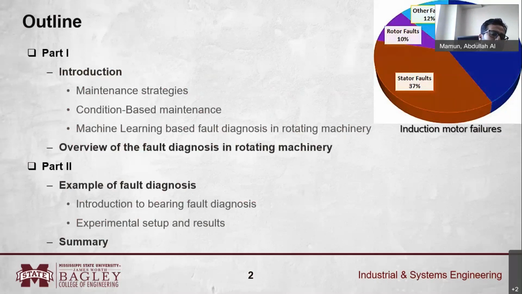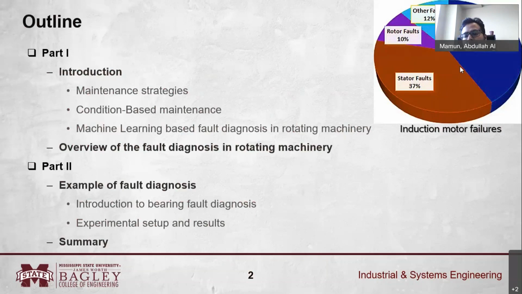Talking about the introduction, we will discuss three main points about condition-based maintenance. What are the maintenance strategies? What is condition-based maintenance? And using machine learning-based fault diagnosis in rotary machinery. And in part two, Ayanta will talk about the introduction of different types of bearing faults, and then experimental setups, results, and some summary and conclusion.